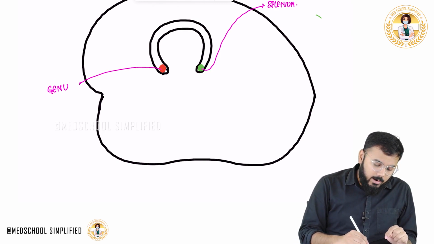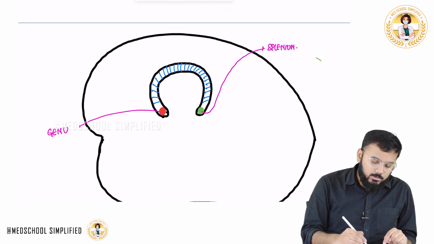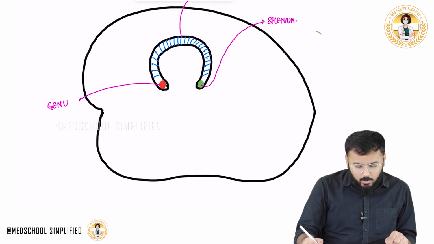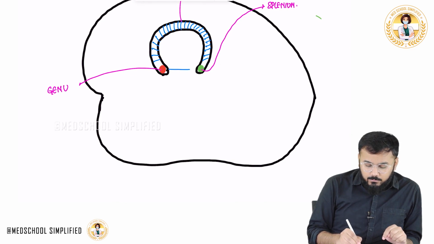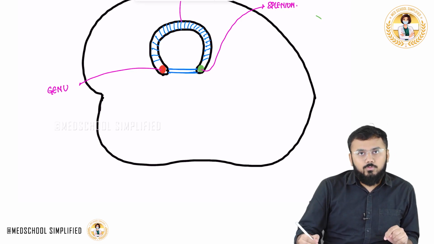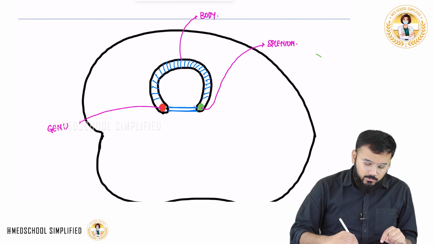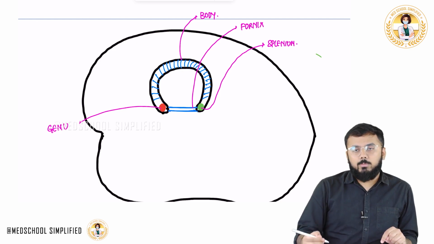Next, the remaining part, whatever you can see over here, is called the body of corpus callosum. Now, attaching the two ends of the corpus callosum, you have this structure, which is called the fornix. I will teach you where this fornix is exactly located. So this structure over here is called your fornix.